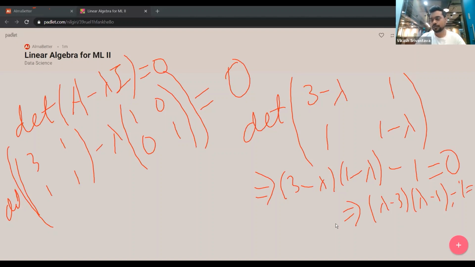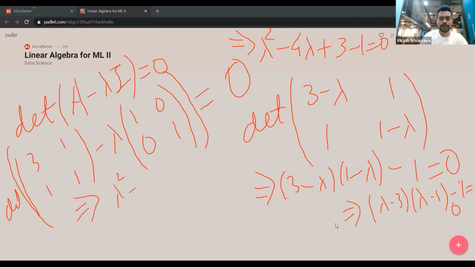So this is equal to 0. So here I'll just hop onto the top. So this will be lambda square minus 4 lambda plus 3 minus 1 is equal to 0. Okay, so this is the equation we are getting. So we can write lambda square minus 4 lambda plus 2 is equal to 0.